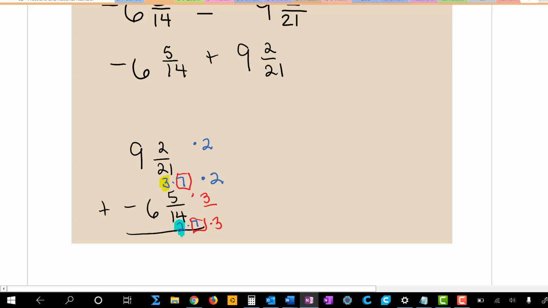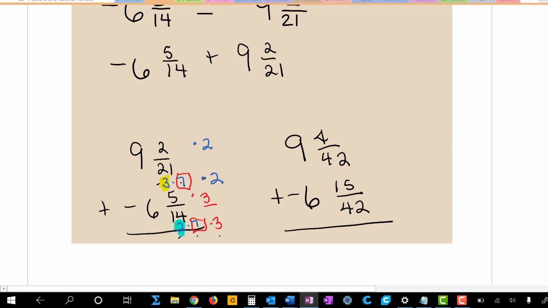I'm going to double check and make sure that both of my denominators have the same prime numbers. So I have a 3, a 7, and a 2. For the first fraction's denominator, I have a 2, a 7, and a 3. So same thing for the second one. So I'm in good shape. Now I'm going to get those common denominators. So I get 9 and 4 over 42 plus negative 6 and 15 over 42 when I multiply those out.